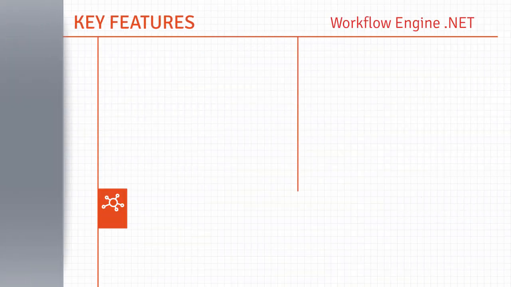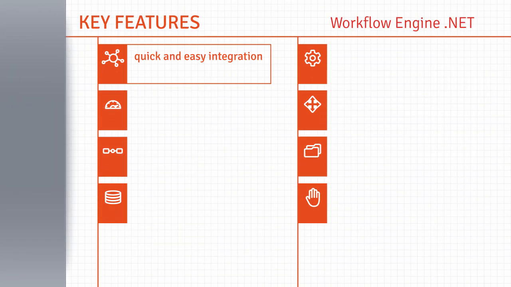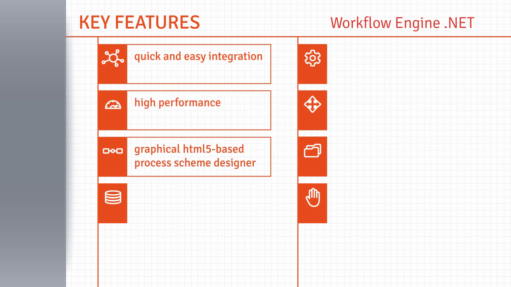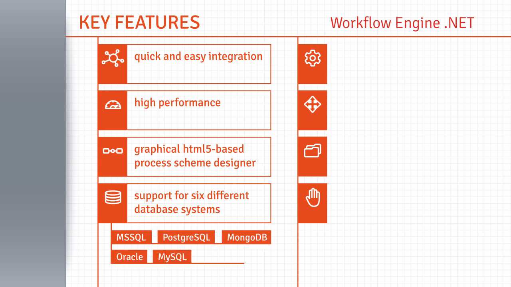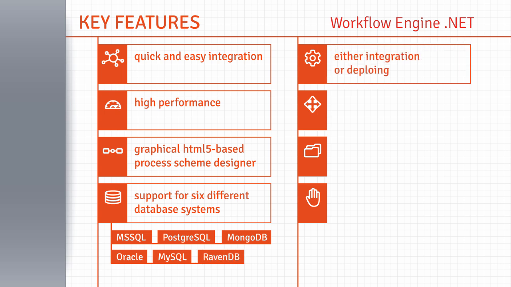Our product has the following key features: quick and easy integration with new or legacy applications, high performance, graphical HTML5-based process scheme designer, support for 6 different database systems: MS SQL, PostgreSQL, MongoDB, Oracle, MySQL, and RavenDB. Can be either integrated within your application or deployed as a separate service.